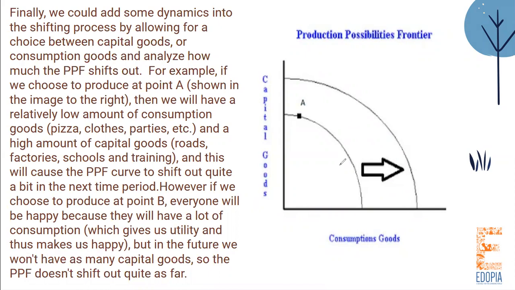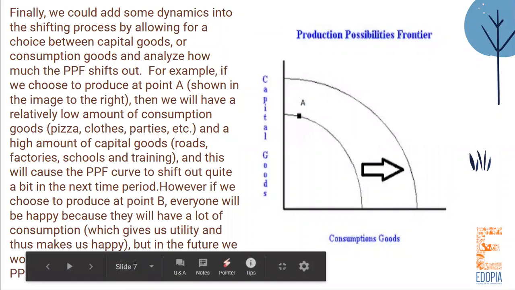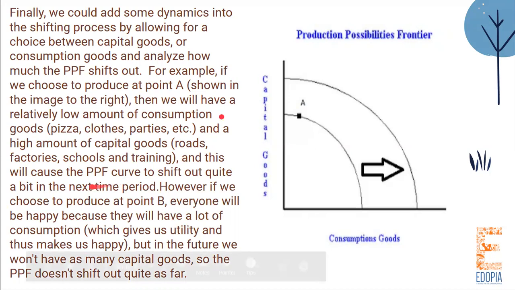So finally, we could add some dynamics into the shifting process by allowing a choice between capital goods or consumption goods, and analyze how much the PPC shifts out. For example, if we choose to produce at point A, shown in the image to the right, then we have a relatively low amount of consumption goods: pizza, clothes, parties. Consumption goods are the goods that are not used in the production of another good, whereas capital goods are the goods that are used further in the production of other goods as well. And this will cause the PPC to shift out quite a bit in the next time period.